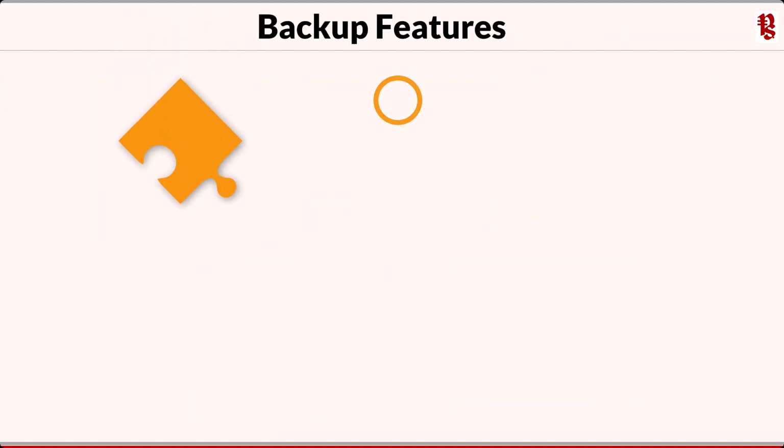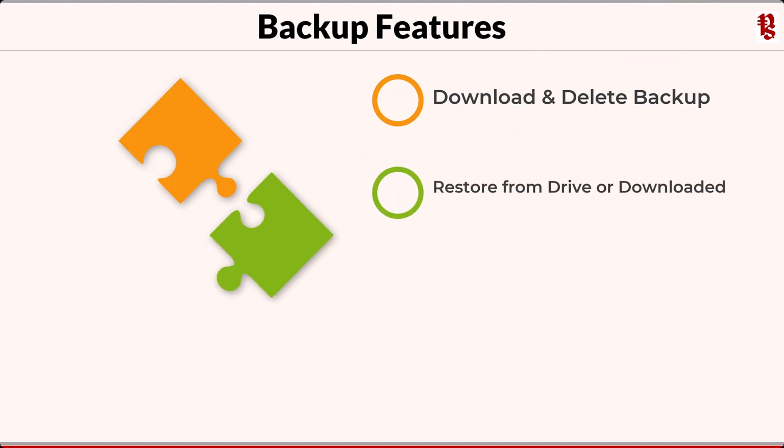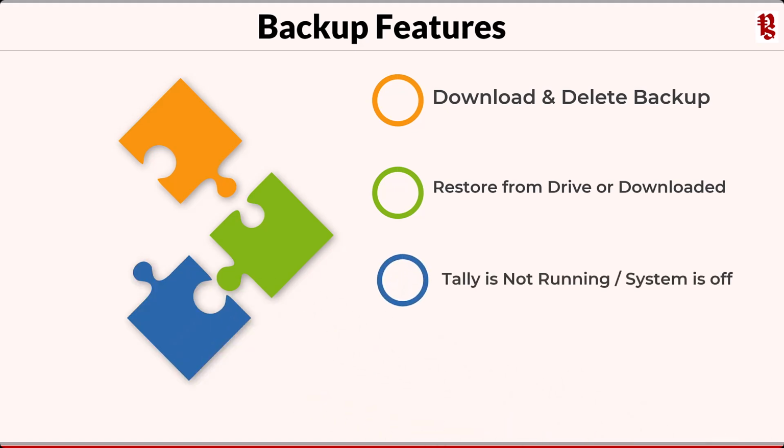Let us understand a couple of more options. You have the option to download or delete the backup on TallyDrive. You can restore the backup directly from the drive, or you can download it to your local system and restore it. The scheduled backup will be done even if your Tally is not running. If the system is off, the backup activity will not be performed, but you will receive an instant alert to take appropriate action.